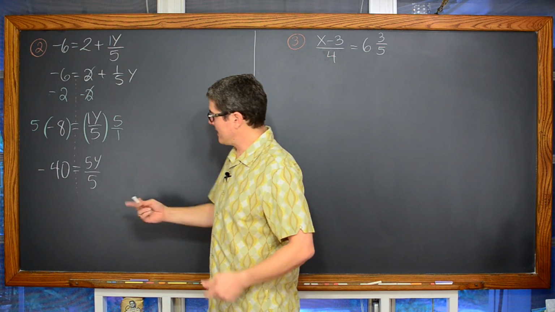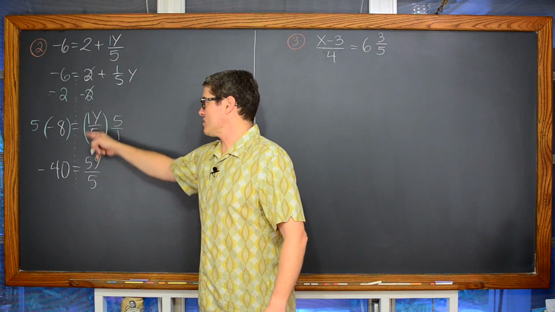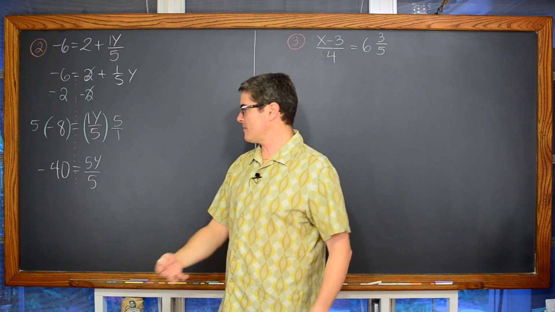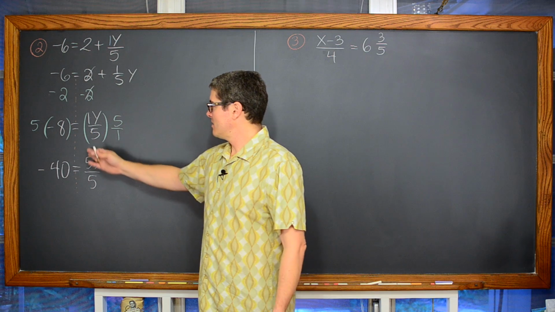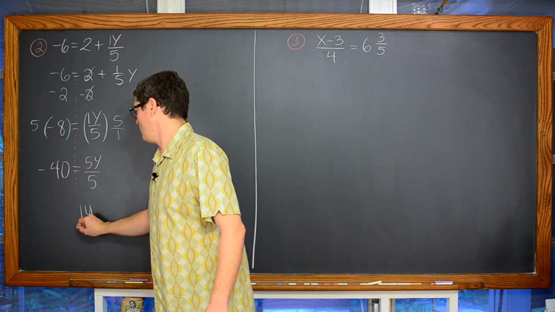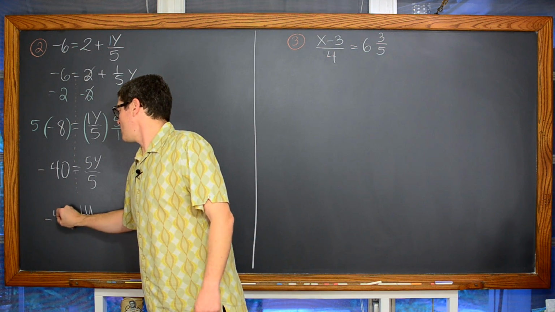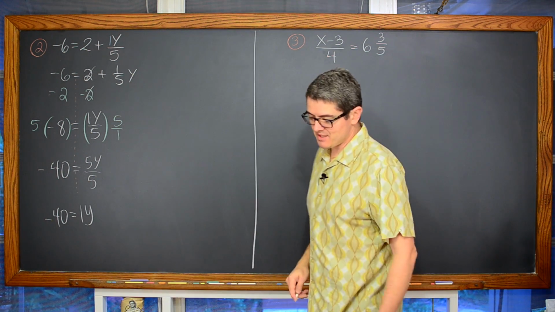And now, I had a division of 5 and I multiplied by 5. Just to show every step, I'm still writing a fraction, but 5 divided by 5 is equal to 1. So 1y, or just y, you don't really have to write that, is equal to negative 40. Is that the correct answer?